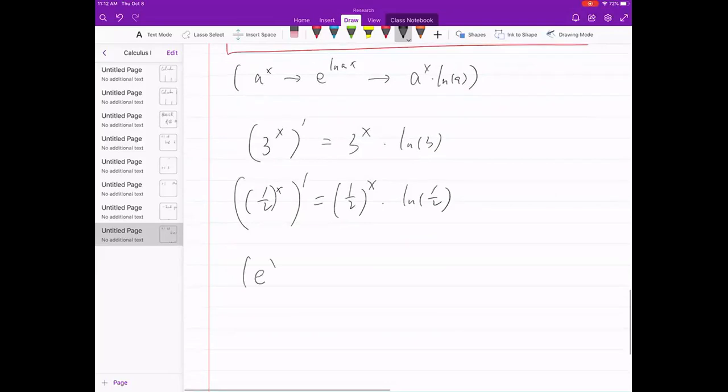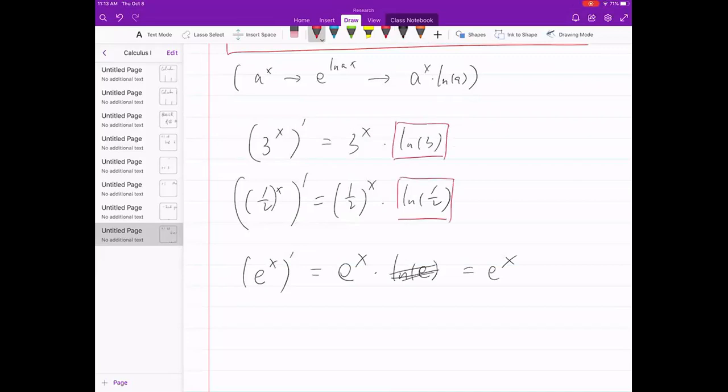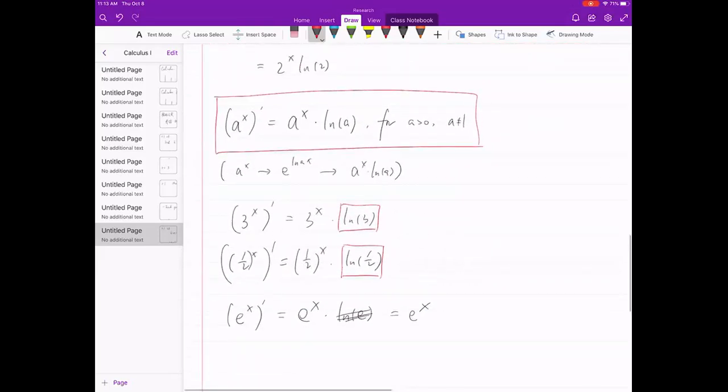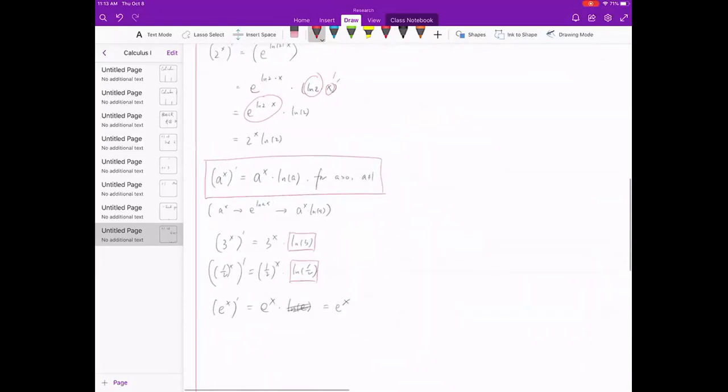Now, if you think about e to the x, it's basically e to the x times ln e, according to the formula. But what is ln e? That's exactly 1. Okay, so even e to the x itself follows this rule. e is just such a special number that ln e just happened to give you a 1. Everything else will give you some leftover constant. All right, doable by chain rule. The key is to know this formula.